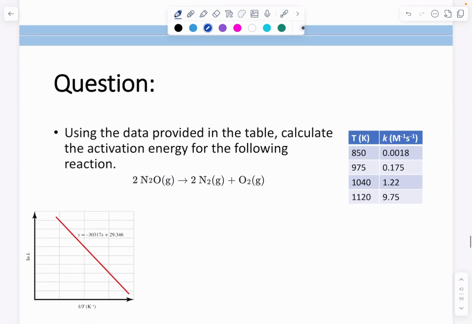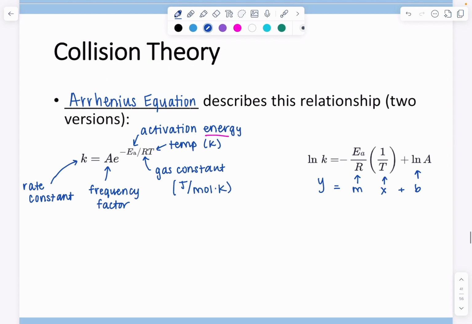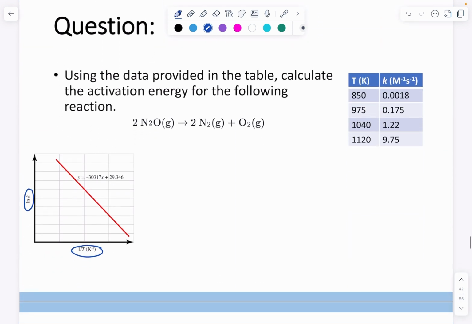Okay, we've got a learning check here. We're going to use the data provided in the table to calculate the activation energy for this reaction. So we have k at different temperatures. Notice that this graph has plotted natural log of k versus 1 over temperature. That is useful for the equation on the right, where we have 1 over temperature as the x value, natural log of k is the y axis.